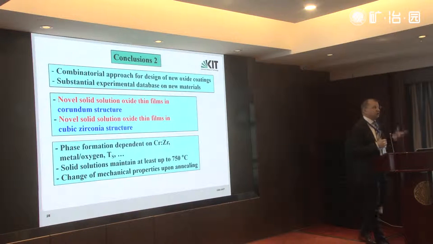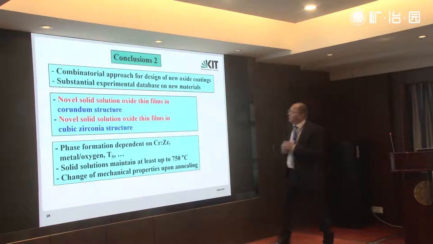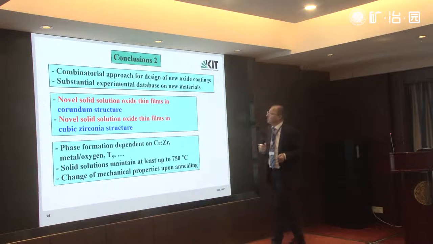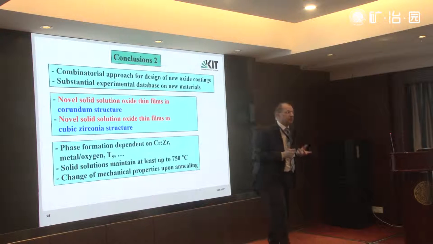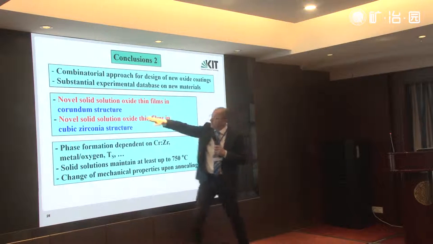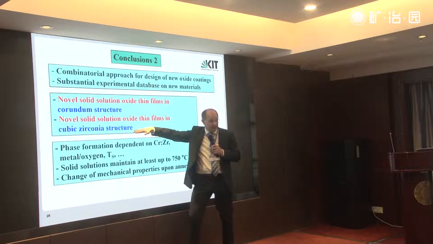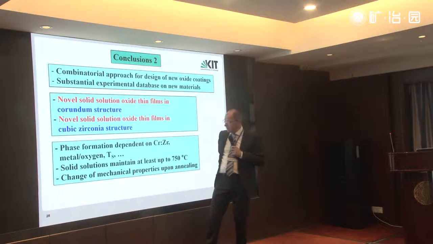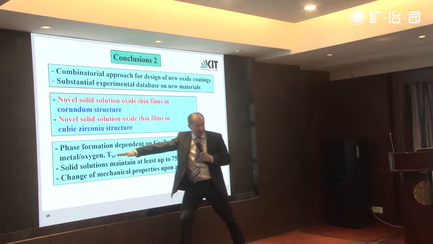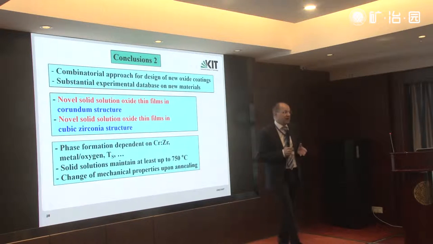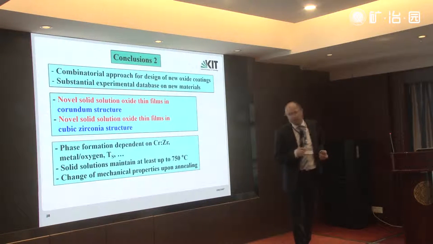independent again from the substrate temperatures of the materials. So the conclusion, in regard to this combinatorial approach: we can design very specifically new types of oxide coatings, first time worldwide, we think. We developed a substantial experimental database for new material, and we can have novel solid solution oxide synthesis in the corundum structure as well as in the cubic zirconia structure. The phase formation depends on the chromium zirconium ratio, the metal oxygen ratio, the substrate temperature, and maybe other parameters. And we can derive solid solutions which maintain application temperatures of at least 750 degrees C.